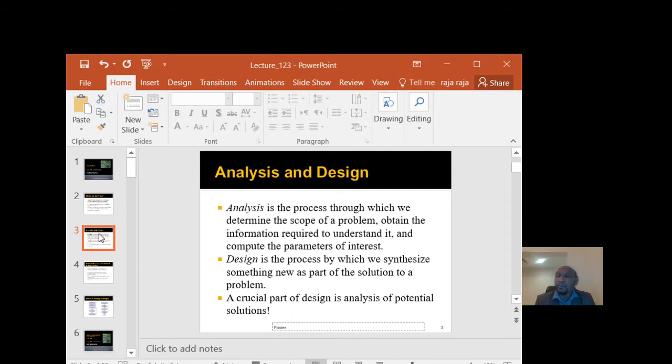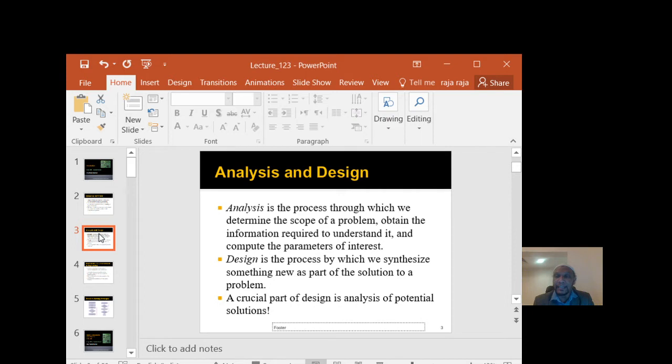And the second one: what is analysis and what is design? In electric circuits, the words analysis and design are very important. Analysis is the process through which we determine the scope of the problem. Scope means the aim of the problem, and obtain the information required to understand it and compute the parameters of interest. And design is the process by which we synthesize something new as part of the solution to a problem. So analysis is a process.